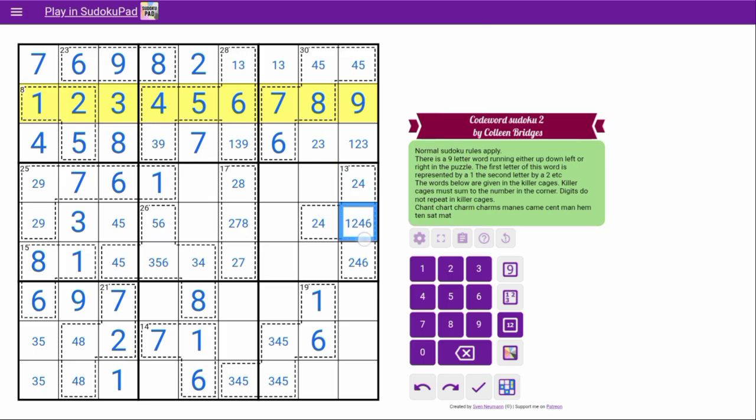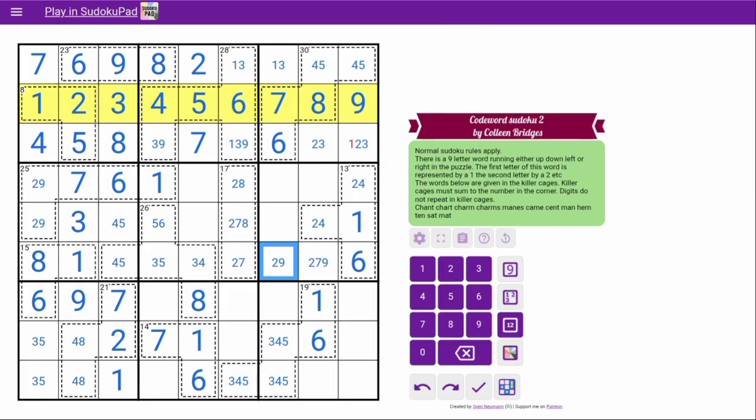Oh yes, there's a 2, 4 pair there. That can't be 2, 4. So that one has to be a 6. That one has to be a 1. Get rid of that 6. 3, 4, we've got a 3, 4, 5 triple there. And that leaves 2, 7, 9 to go in there.